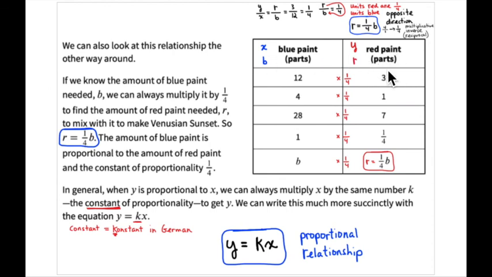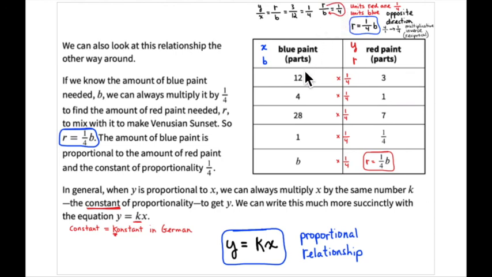So 3 now is the red paint, 12 is the blue paint. You set that up. So y over x is red over blue, so that's the reciprocal of the last table. So 3 over 12 is the same as 1/4, and so what's that telling you? The units of red paint are 1/4 the units of blue paint.